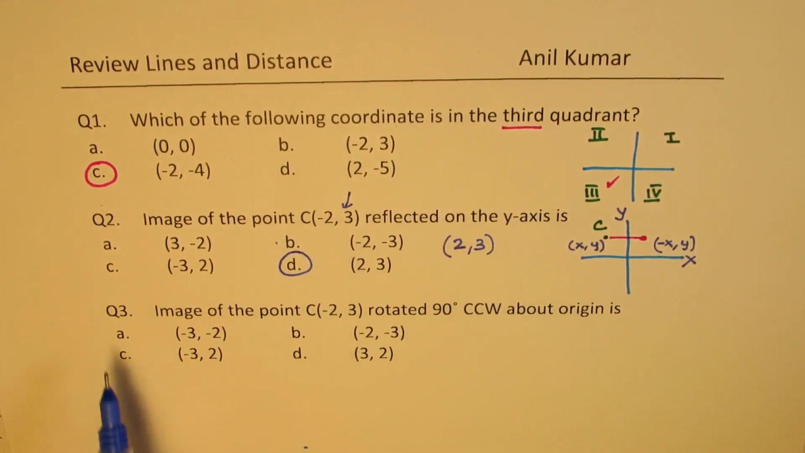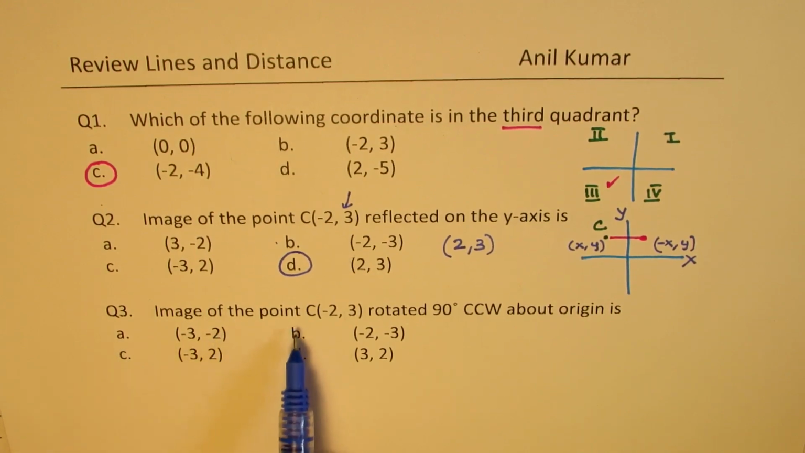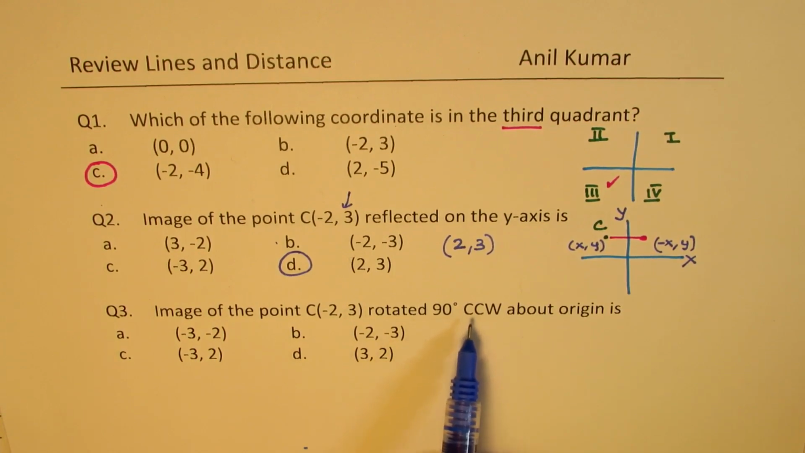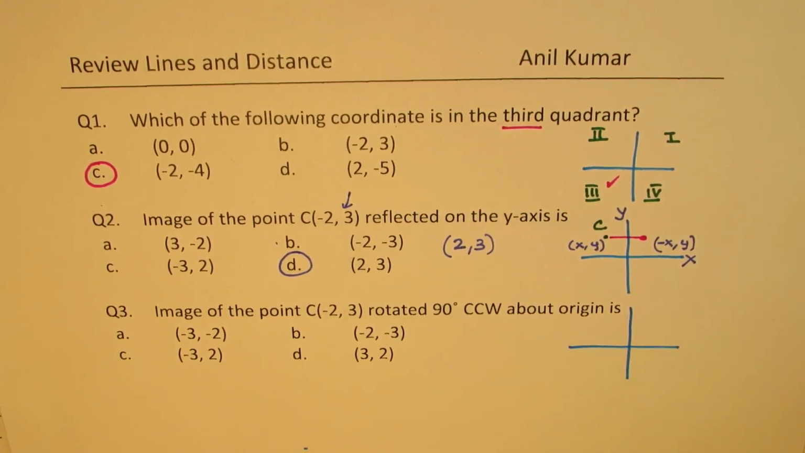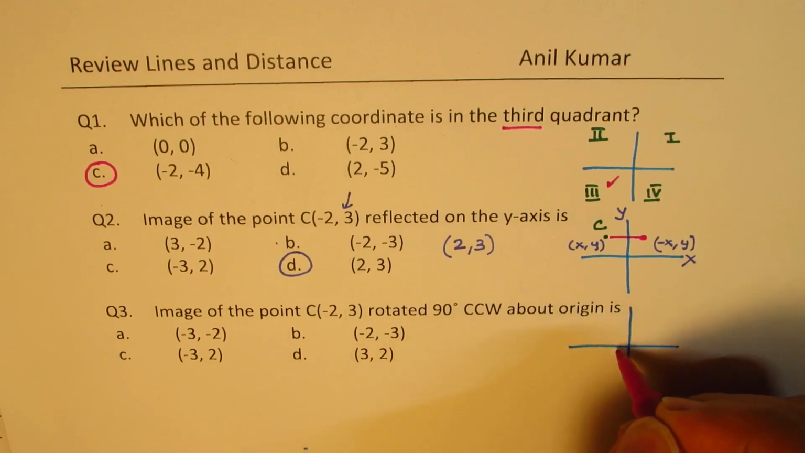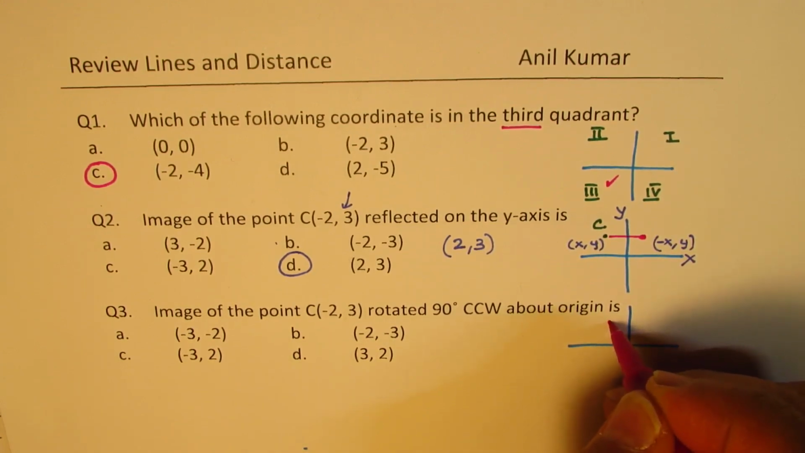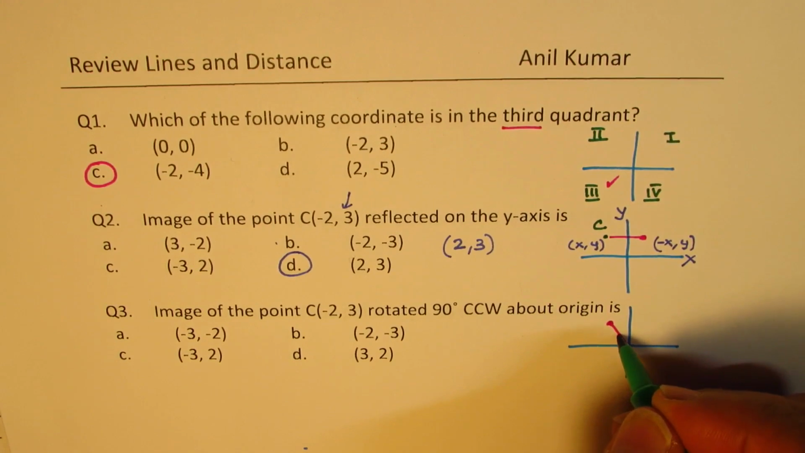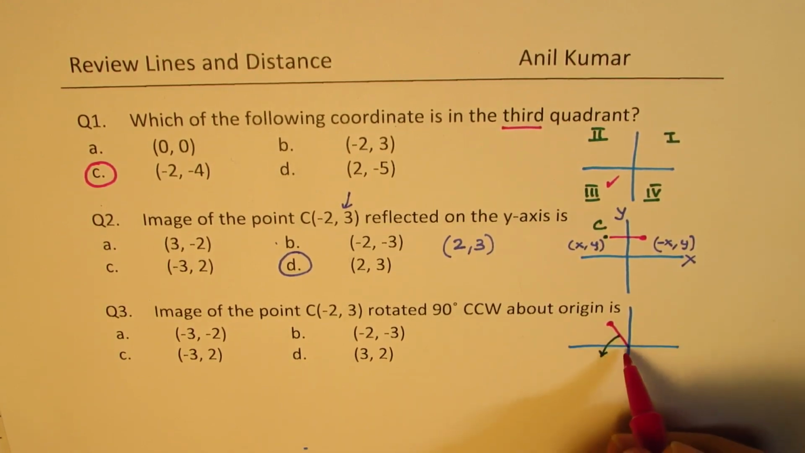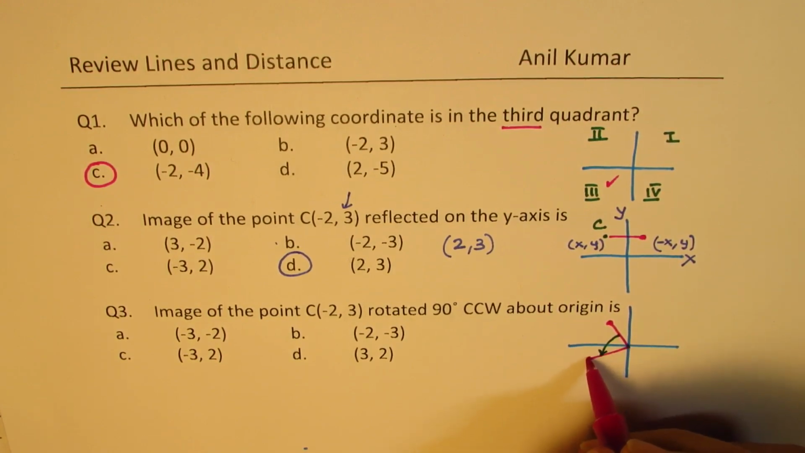Okay. Question 3 is, image of a point C, which is minus 2, 3, rotated 90 degrees counterclockwise about the origin. So if I have a point minus 2, 3, that means we're talking about a point here, right? So this is the point we're talking about. It is being rotated counterclockwise 90 degrees. That means it is going in this direction, correct? So when it is rotated 90 degrees counterclockwise, this point will appear here.